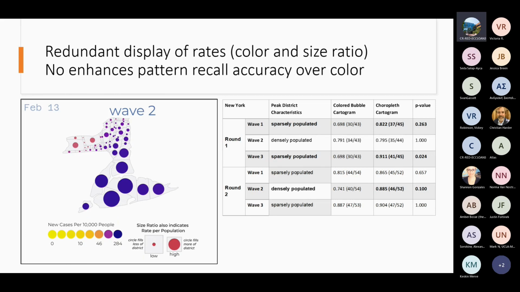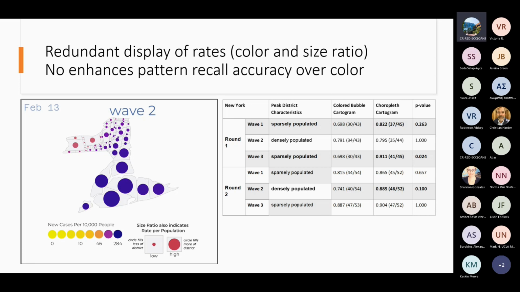And I'm going to talk about redundant symbolization. We found that redundant display of rates through both color and size ratio didn't enhance the pattern recall accuracy over color alone. In round 1, without the prior instruction about the bubble cartograms, bubble sizes drew more attention than color. Subjects who received the color bubble cartogram were more likely to get correct districts when the district had large bubble sizes, but less likely to get the correct answer when the district had small bubbles.